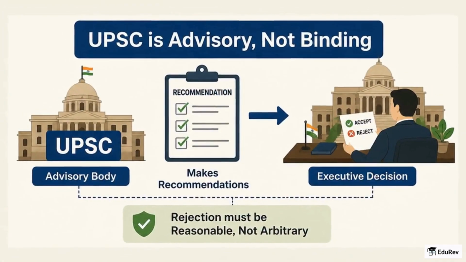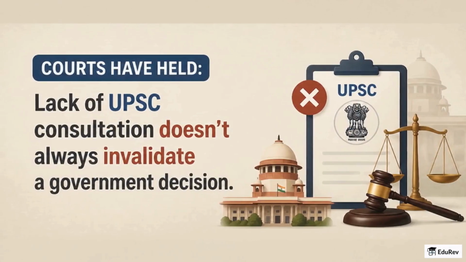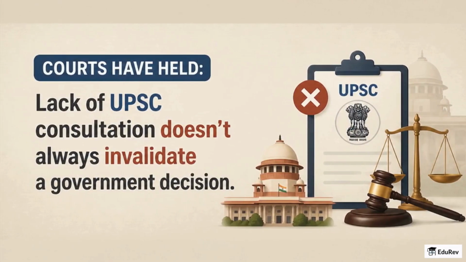Despite its authority, the UPSC is mainly advisory. The executive can accept or reject its recommendations, but rejection must be reasonable and not arbitrary. Courts have also said that failing to consult the UPSC where required does not always make a government decision invalid, because in some contexts, consultation is directory rather than mandatory.